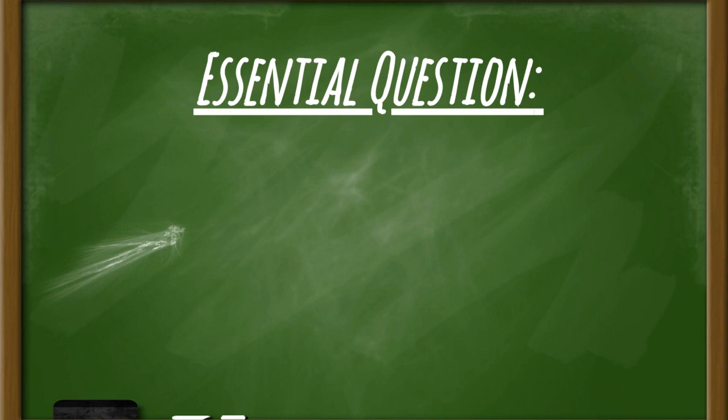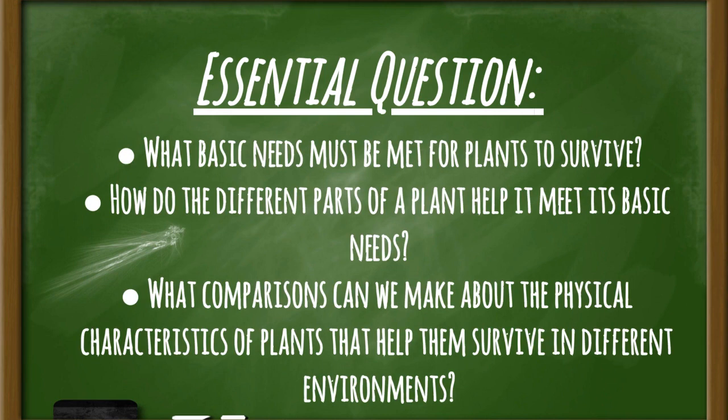Let's go over our essential questions for today. We are going to be answering three different essential questions. Let's write these on the whiteboard too, so that even after the video, we remember what things we're trying to look for while we are experimenting and exploring today. Our first essential question is, what basic needs must be met for plants to survive? I want you to say that question with me. What basic needs must be met for plants to survive?